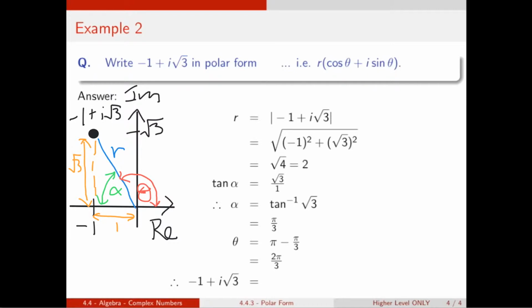Therefore we can say minus 1 plus i root 3 is equal to r, which is 2, times cos of 2 pi over 3 plus i sine 2 pi over 3. And we're done.